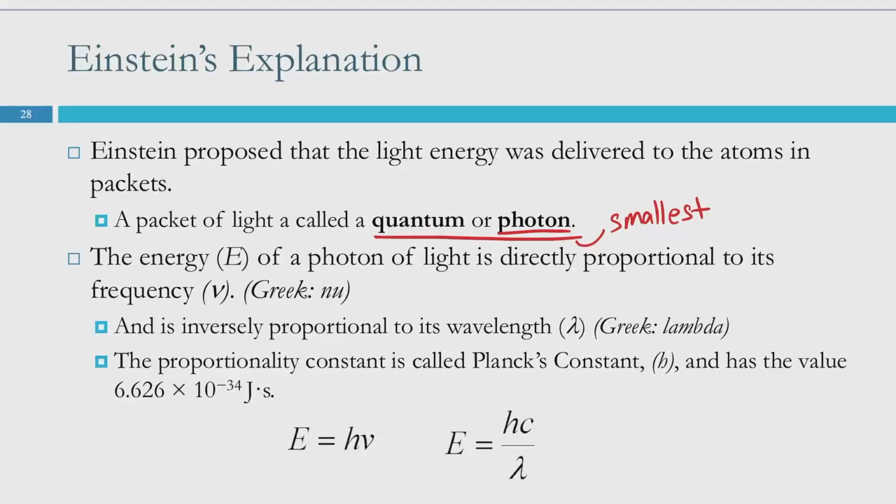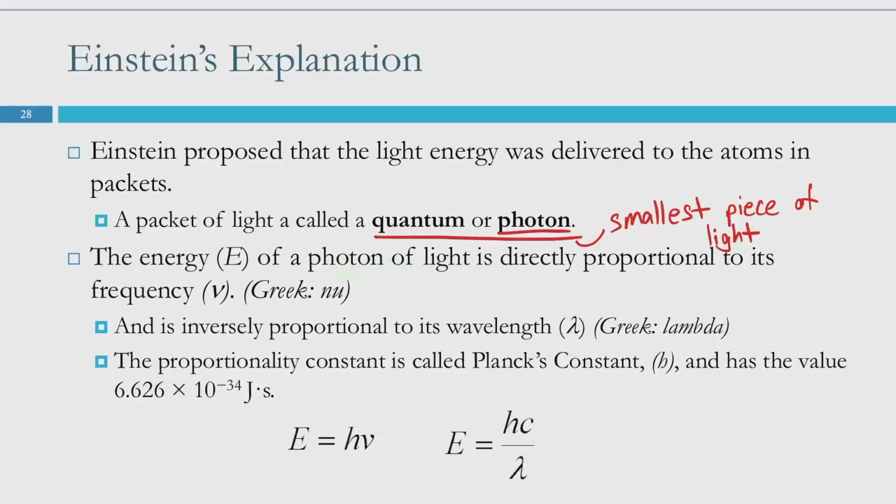So these are the smallest piece of light. If you can try to imagine light being made up of little pieces, a photon or a quantum is the smallest little piece of light. And the amount of energy contained in one of these little packets of light, you could think of them maybe as little balls of light, even though that's probably not correct.